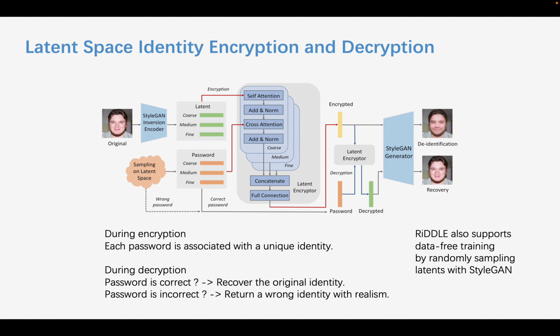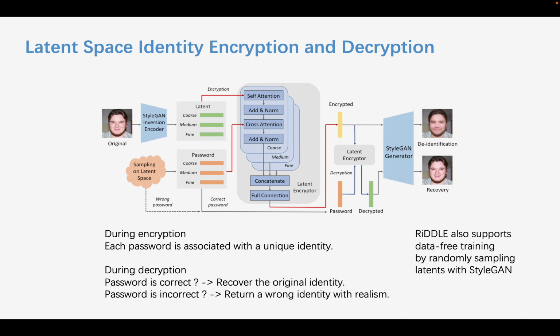Here is the latent identity encryption and decryption pipeline of RiDDLE. The face image is first projected onto the latent space with a StyleGAN inversion encoder, and its latent code, together with a randomly sampled password, is processed with a lightweight encryptor, which yields the encrypted code. During decryption, the password and the encrypted code are processed with the same encryptor, which yields the decrypted code. The StyleGAN generator takes the latent code as input and generates the corresponding face image. Only the correct password can recover the original face; otherwise, a de-identified face with realism will be returned.